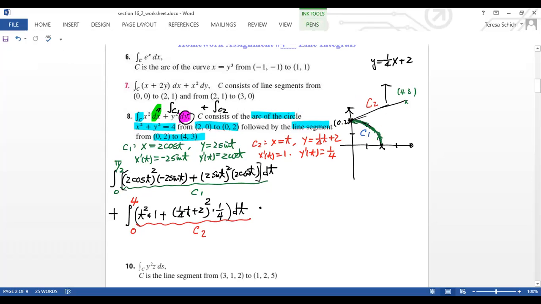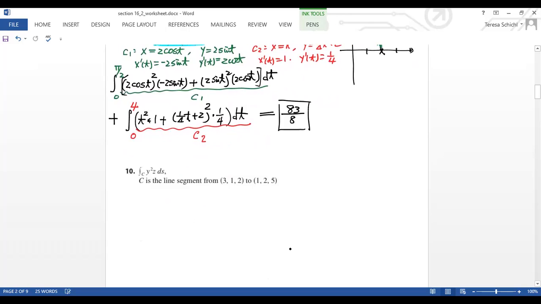Instead of wasting time here, I assume you all know how to do those one variable, typical calculus 2 type of integration. So overall, the answer I have is 83/8. Okay, all right. So now let's take a look at one more.